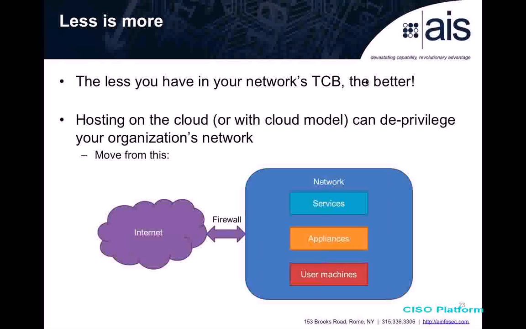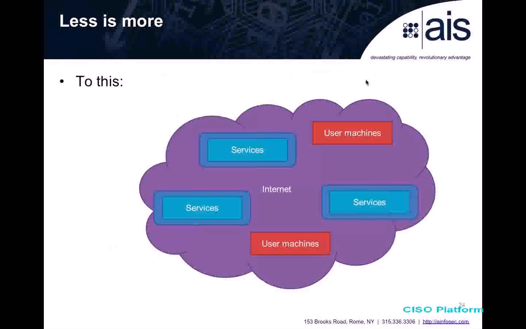Here you'll see a standard organization where you have a network with services, appliances, and user machines connected to the internet. There's some implicit level of trust on these services and appliances when the originating request comes from a user machine. So if I was an attacker and could compromise your firewall, I would go after an unpatched user machine and then pivot from there.